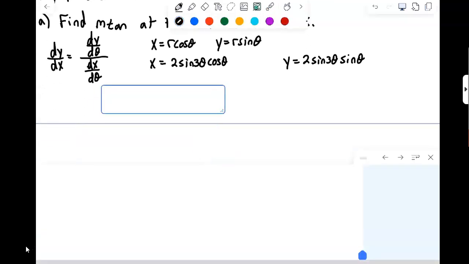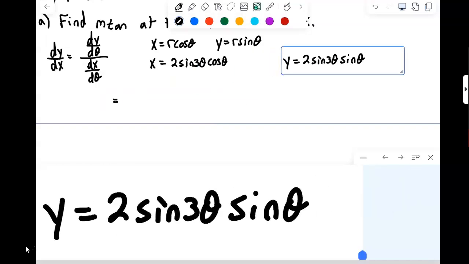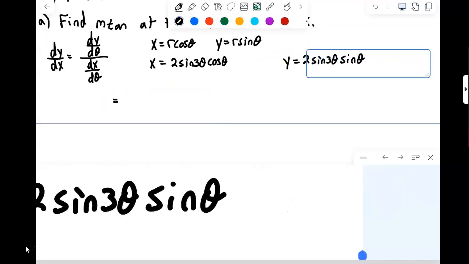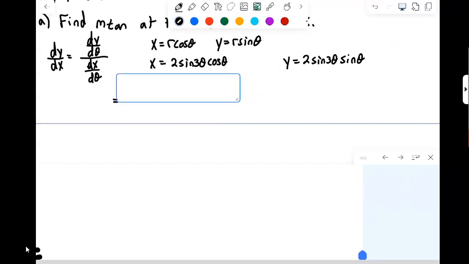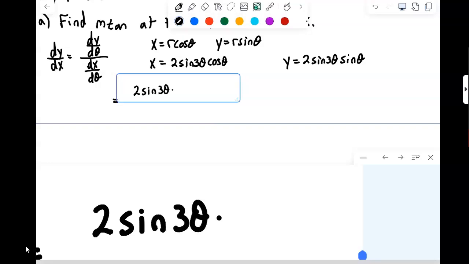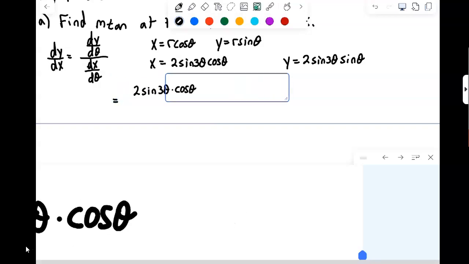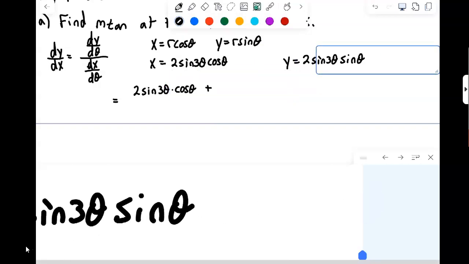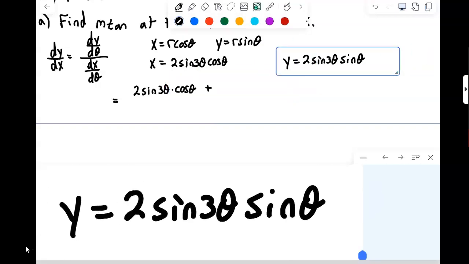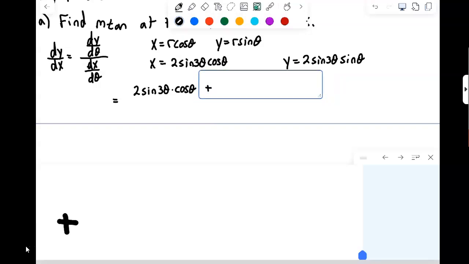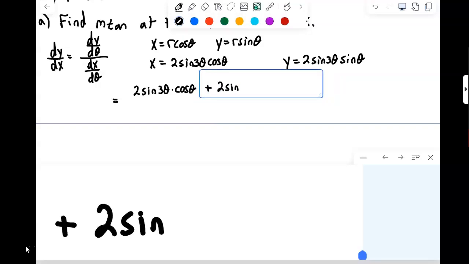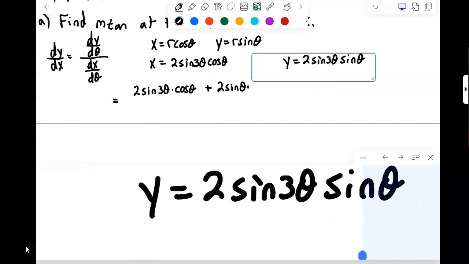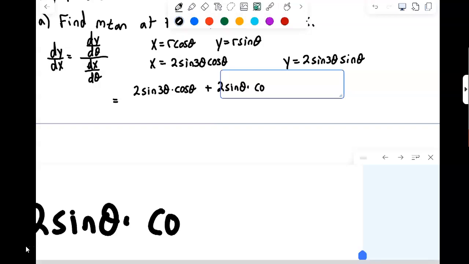So working that out here, dy/dx on top would be the derivative of y. So it's going to be 2 sine 3 theta times the derivative of sine theta. So 2 sine 3 theta times the cosine of theta, plus sine theta times the derivative of 2 sine 3 theta. So 2 sine theta, and the derivative of sine 3 theta would be cosine 3 theta times the derivative of 3 theta.